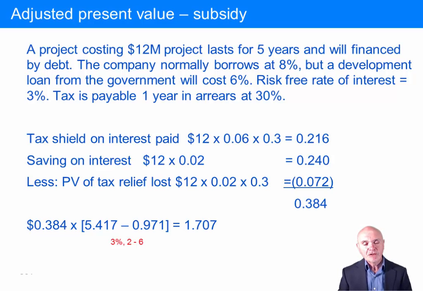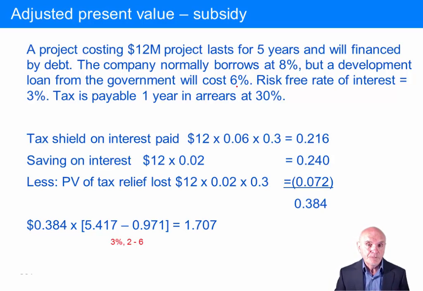So here we have a project which is costing 12 million, lasts for 5 years, and will be purely financed by debt. The company normally borrows at 8%, but the special development loan from the government will cost 6%. It's really letting it off 2% in here. Risk-free rate of interest here is 3%, and taxes payable 1 year in arrears at 30%. What is the effect on the project?